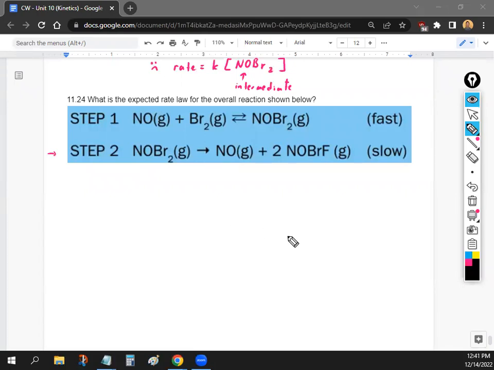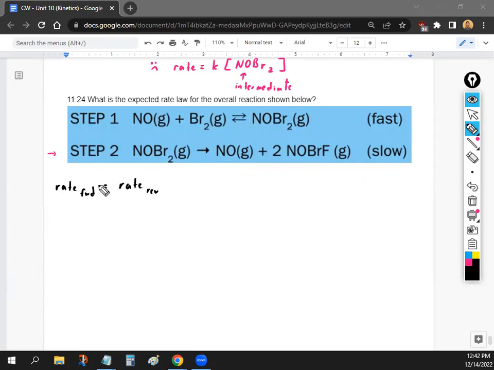All right, so let's go through the steps. So first thing we want to recognize, and this is a principle we should know, is that the forward rate is going to be equal to the reverse rate, okay? And this is the case for all reactions. The forward rate is going to be equal to the reverse rate.